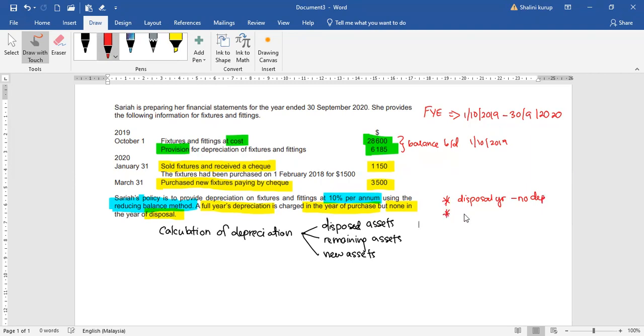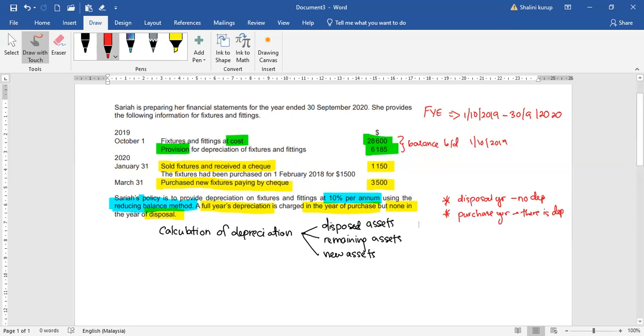Whereas if it's purchased, say you purchased it here, there is depreciation. And same, even if you didn't have the asset for the whole year and you only got it, say, at the beginning of the 12th month, you still need to create the depreciation for the whole year, a full year. So this is the company's policy.